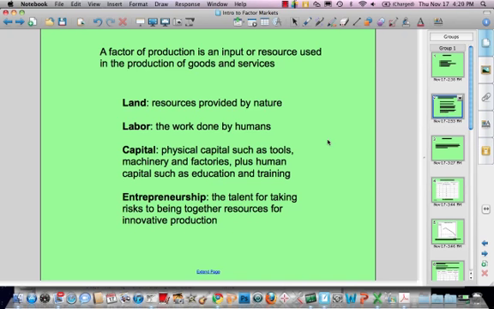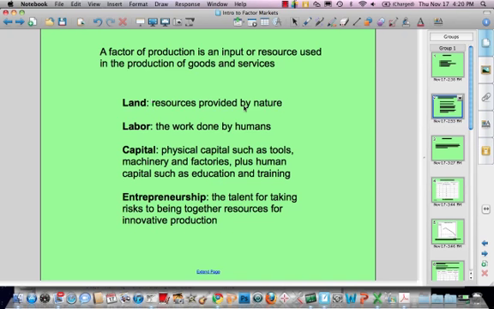Let's talk first about what a factor of production is. I like to think about a factor of production as an input or a resource. And you may hear those 2 terms on the AP exam. A factor, you might also hear it called an input or a resource, that's used in the production of goods and services. There are 4 factors of production that we talk about.